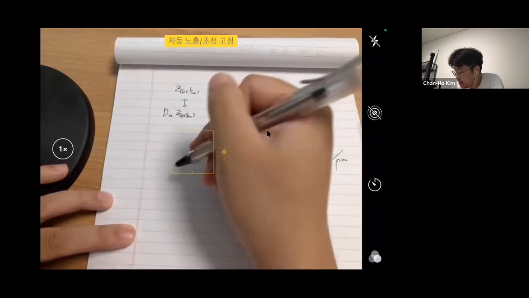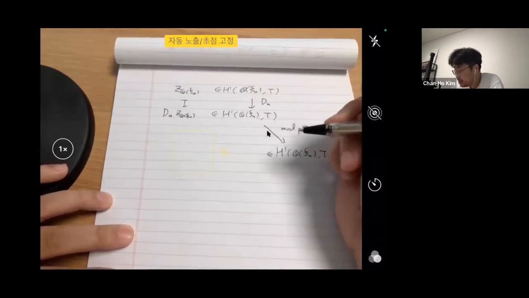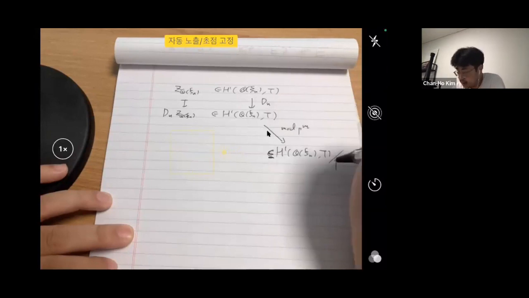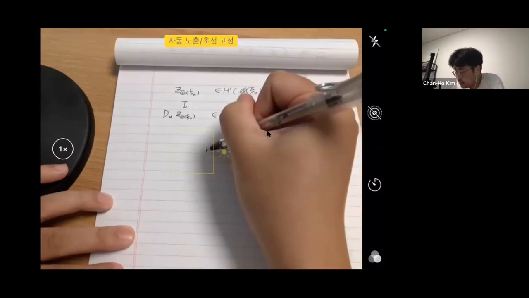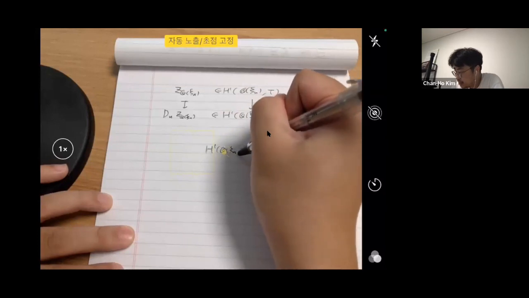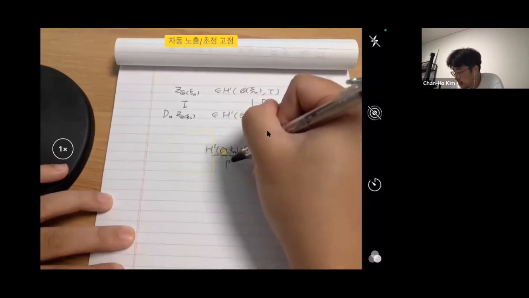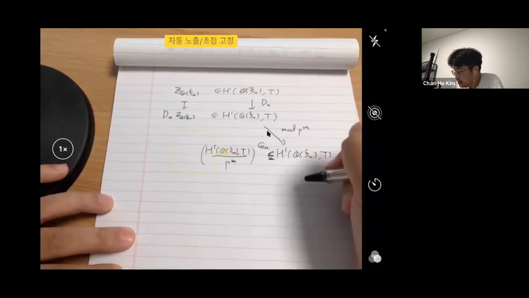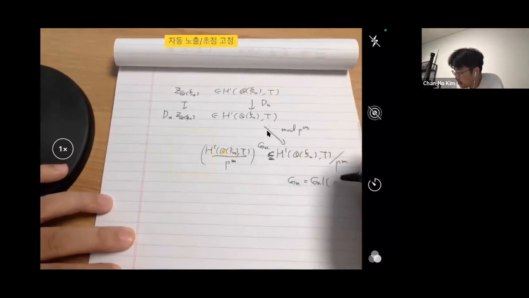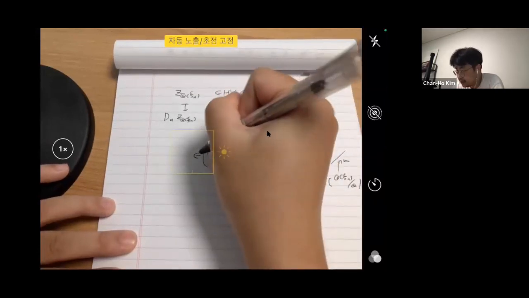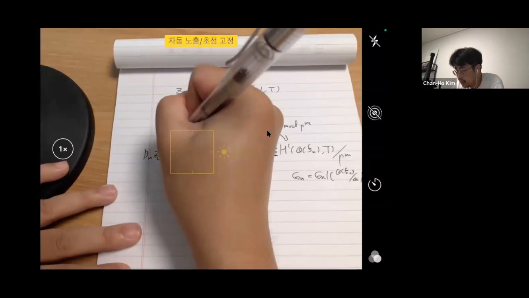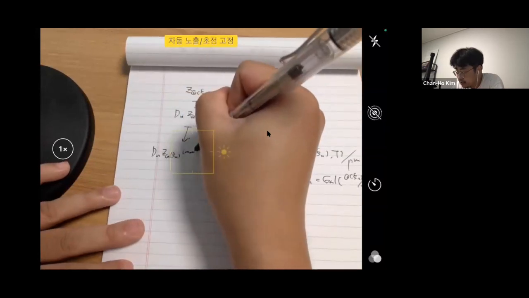And as we've seen in Francesca's lecture, this indeed lies in the Galois invariants of this quotient, H1(Q(zeta_n), T) quotient by P to the m, invariant by G_n, where G_n is the Galois group of Q(zeta_n) over Q. So this lies in here: D_n Z_Q(zeta_n) modulo P to the m.